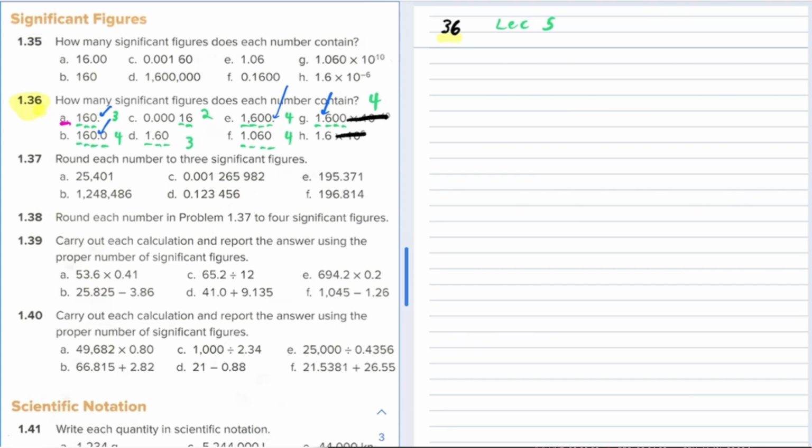And then the last one, H, 1, 2, there are no zeros, so this is a 2 sig fig number. Number 36 did not have any examples of zeros at the end that you don't count, but an example would look something like this.